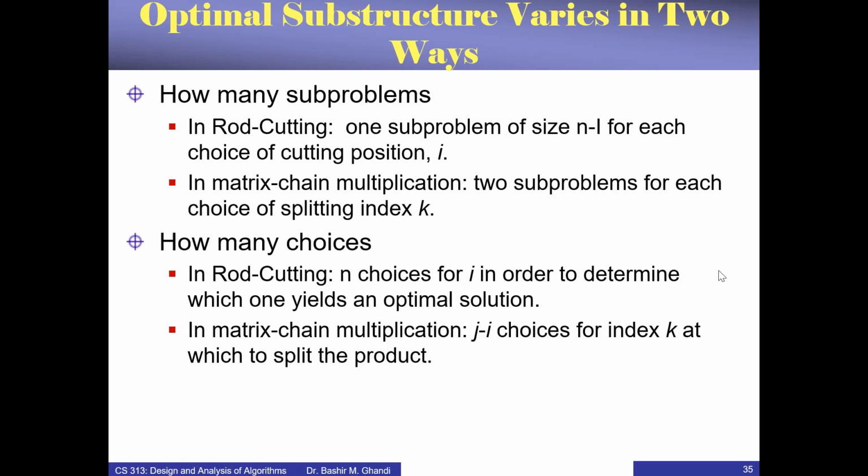For the matrix chain multiplication, however, we have j minus i choices for each index k at which to split the product. So again, this depends on the problem you are solving. How many subproblems are there, and then how many choices do you have? Okay.